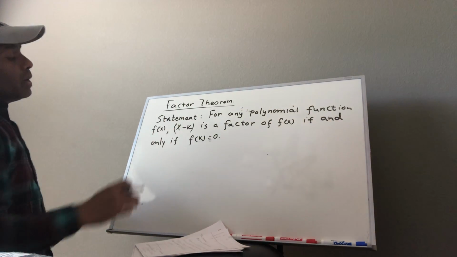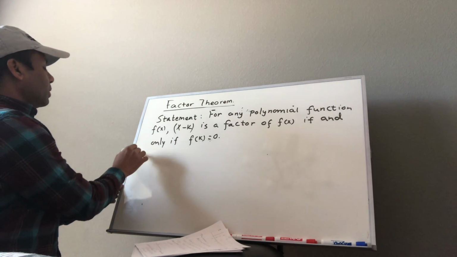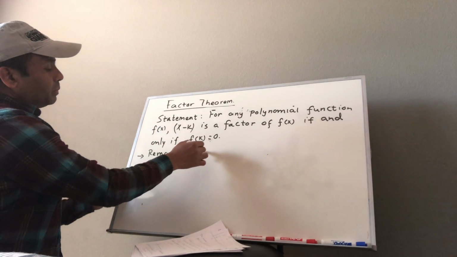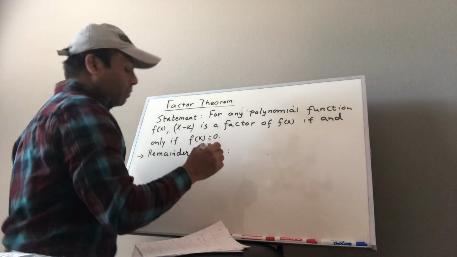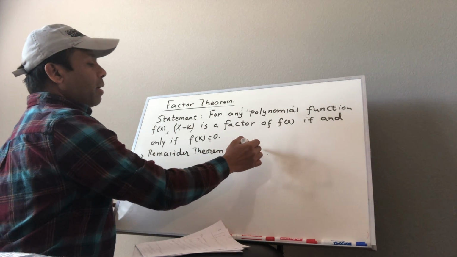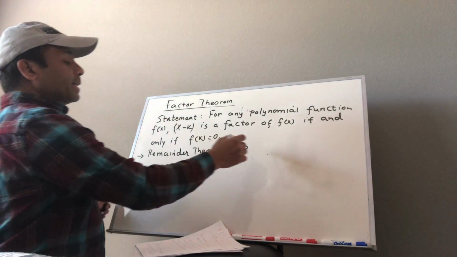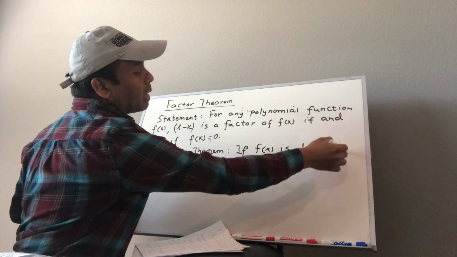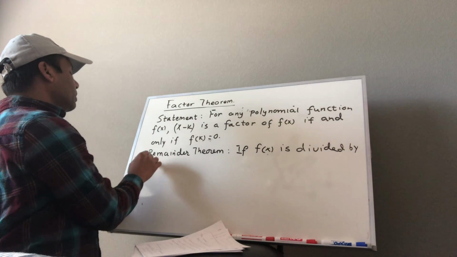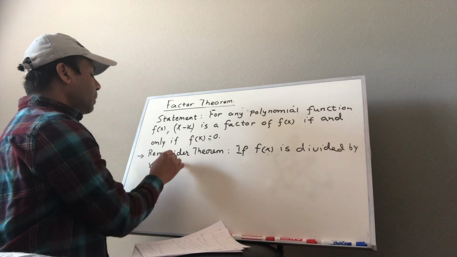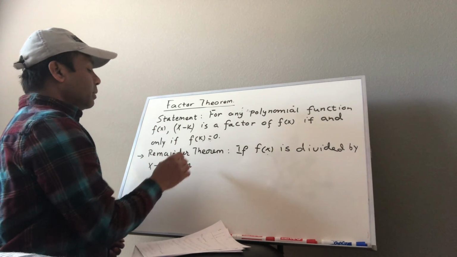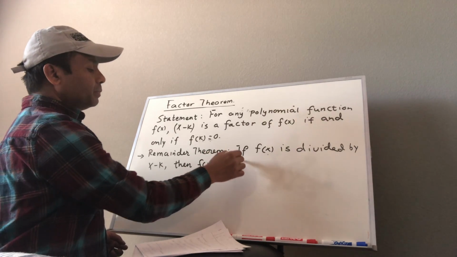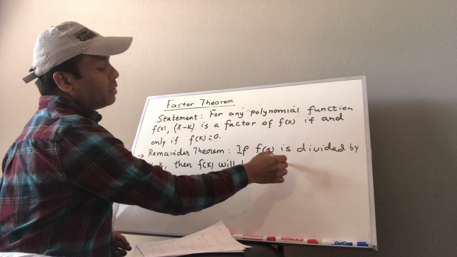And by the way, this f(k) is a remainder. So this is called the remainder theorem. Let me write down the remainder theorem also here. If a polynomial f(x) is divided by x minus k, then f(k) will be the remainder. So this is the remainder theorem.